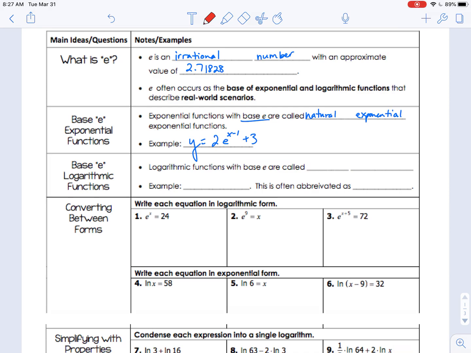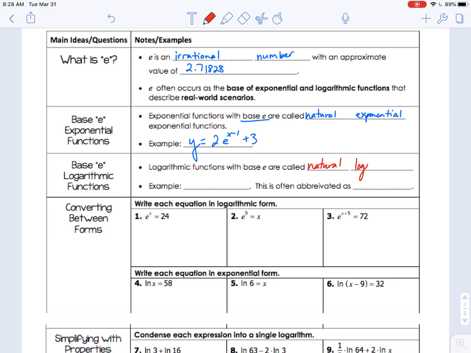I do think those transformations are very important. Obviously, we've done them all year. But I think it's one of those things where if you know it for one, you know it for pretty much all functions. And for that reason, it's important to get a solid grasp on it.